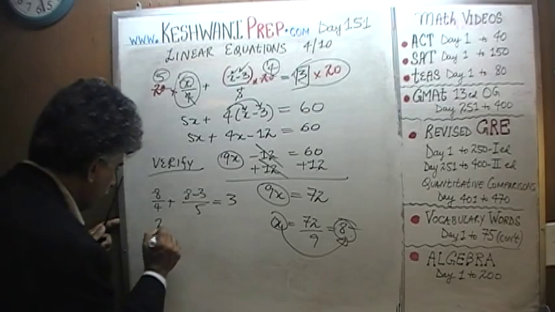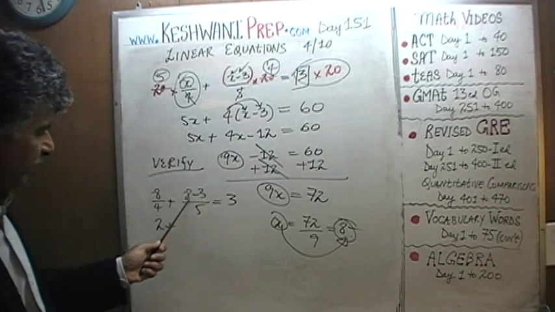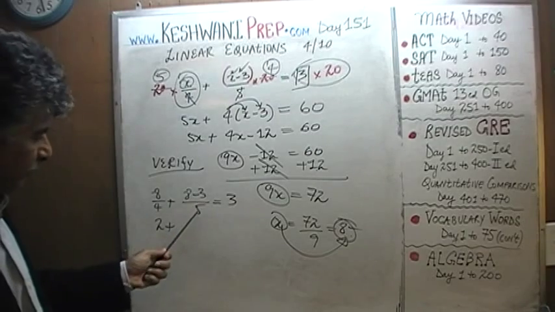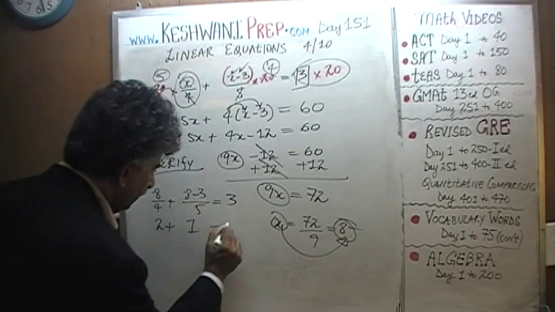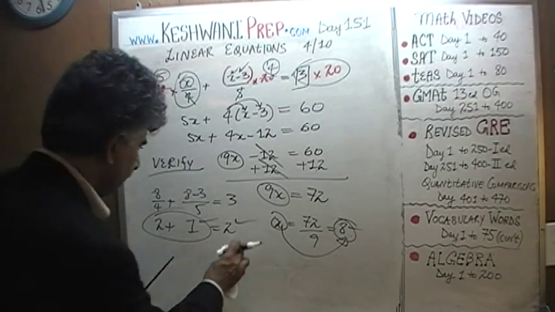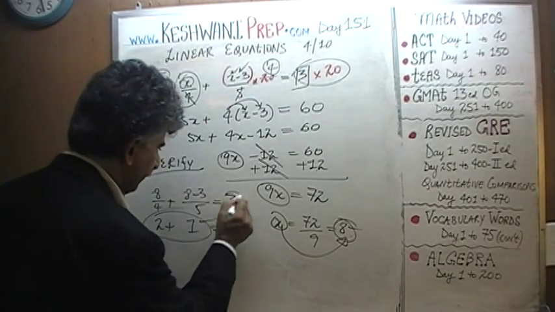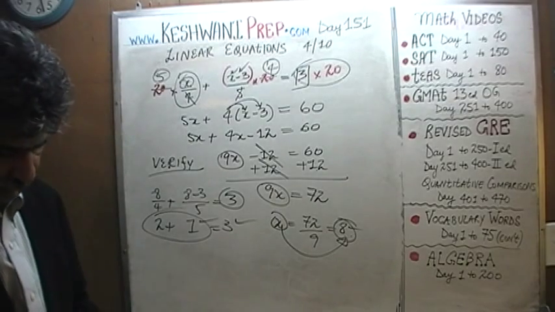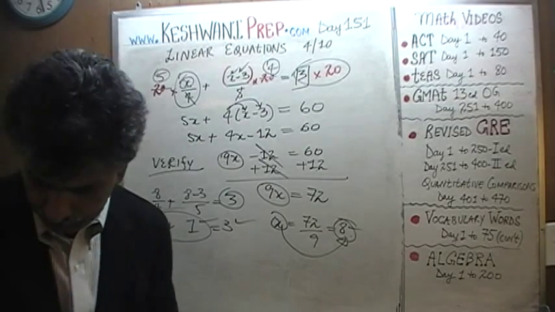8 over 4 is 2, and 8 minus 3 is 5, and 5 over 5 is 1. Oh, there you go. 2 plus 1 equals 3. So it does work. Let's do one more, shall we?